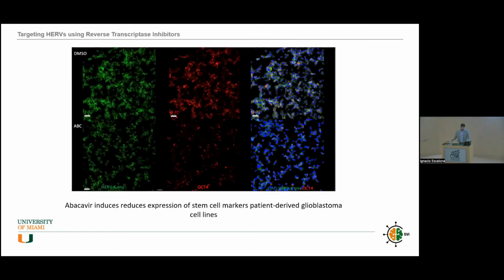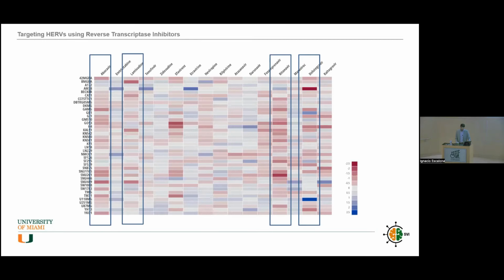Essentially, abacavir, which is a reverse transcriptase inhibitor, can actually knock down the HERV-K envelope levels in GBM. Here you can see the HERV-K envelope levels come down with abacavir, which is an HIV drug, and OCT4 also comes down. So you're actually causing differentiation of the GBM cells and reducing their cell viability through using reverse transcriptase inhibitors. We basically used a system called DepMap, which is a publicly available website where you're able to query the efficacy of different drugs against different cell lines.